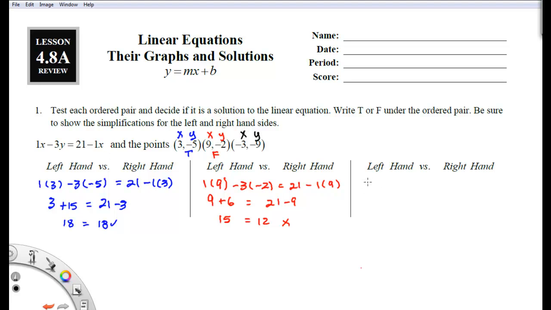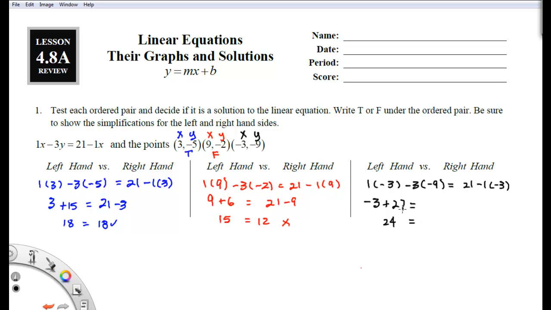Put into our equation, so 1 times a negative 3 minus 3 times y, which is a negative 9. It will equal 21 minus 1 times x, and that again is a negative 3. So 1 times a negative 3 is a negative 3. And then I have a negative 3 times a negative 9, which is a positive 27. Well, a negative 3 plus 27 is 24. So there's the left-hand side all done.